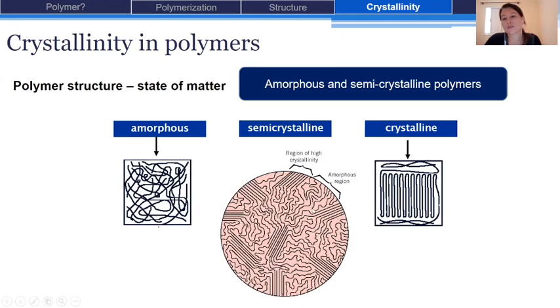On the right part of the screen, you have the representation of a crystalline polymer. In a crystalline polymer, we would have all the chains, all the segments of all the chains of the sample forming a crystal. So this would be a 100% crystalline polymer. This structure does not exist. We won't find in nature or in our synthetic polymers a 100% crystalline polymer.